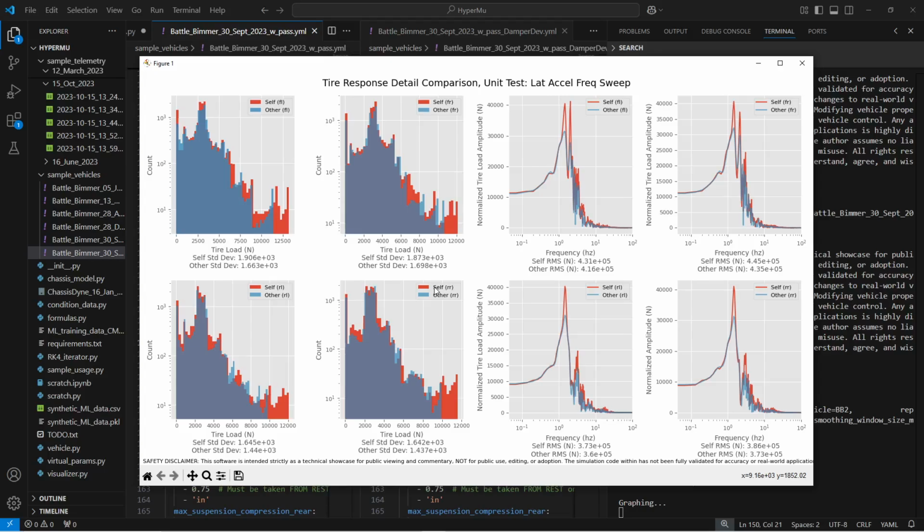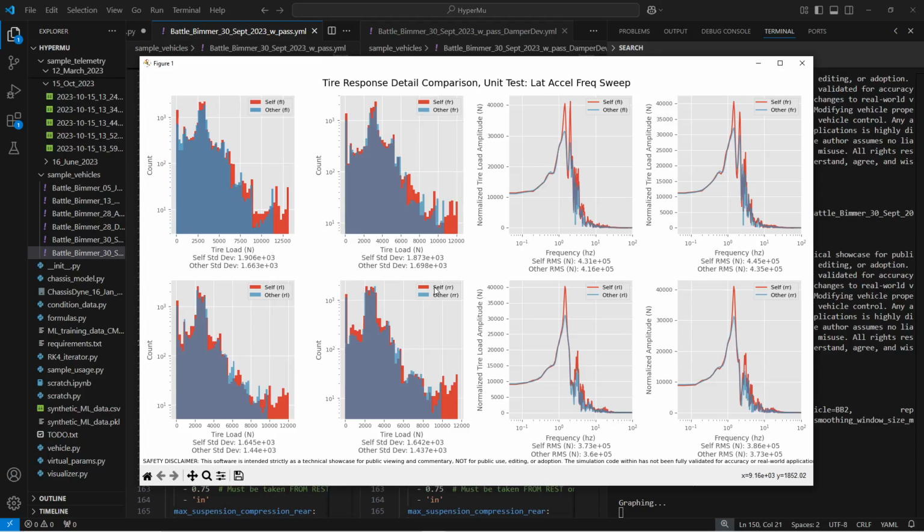Okay, and this is the crux of what I wanted to share in this video. HyperMu's new histogram and frequency plots for tire load during a given scenario. Minimizing tire load variation is a key objective for predictable vehicle handling and maintaining high grip. So there are two ways to quantify it here. In this video, the control vehicle model, the self, will always be in orange, and the other, which is the vehicle model with the revised damper rates, will always be in blue.